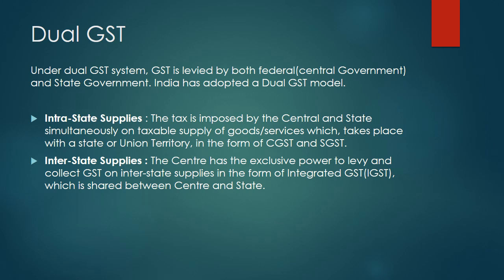In intrastate supply, the tax is imposed by both central and state governments simultaneously on the supply of goods or services, which takes place within the state or union territory. In interstate supplies, the central government has exclusive power to levy and collect the GST, in the form of integrated GST, which is then shared between center and the state.